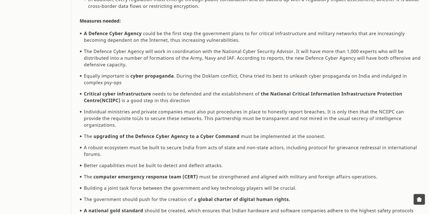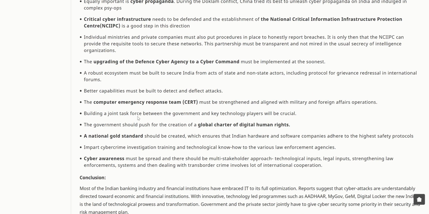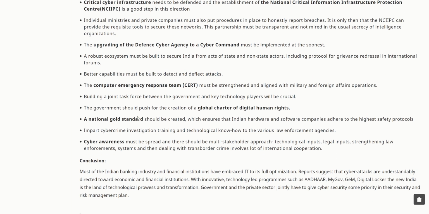This partnership must be transparent and not mirrored in the usual secrecy of intelligence organizations. The upgrading of the Defense Cyber Agency to a cyber command must be implemented at the soonest. A robust ecosystem must be built to secure India from acts of state and non-state actors, including protocol for grievance redressal in international forums. Better capabilities must be built to detect and deflect attacks. The computer emergency response team must be strengthened and aligned with military and foreign affairs operations. Building a joint task force between the government and key technology players will be crucial.